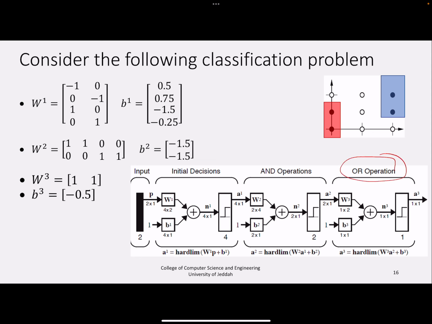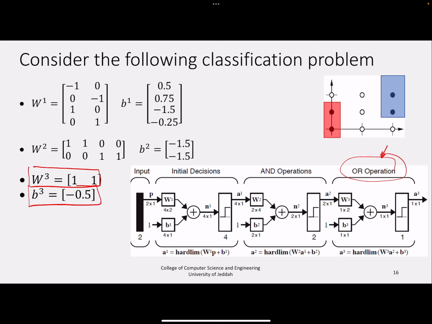And I'm just going to give you the weights and bias value for this 1 neuron of the third layer in order to act as an OR gate. The weights happen to be 1, 1, and the bias value minus 0.5. Try it out, and you'll see that with these weights and this bias value, layer number 3 works like an OR gate.